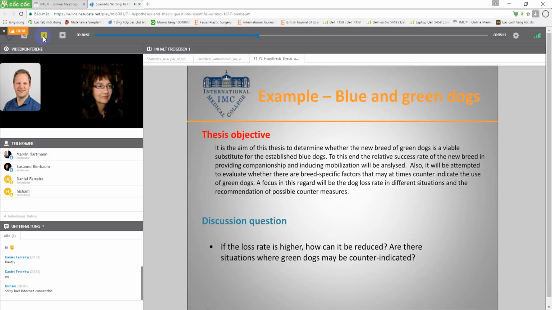Discussion questions: anything you would like to discuss based on this data later. Maybe if it's higher, can it be reduced? How can it be reduced? Counterindications, things that are of interest. Again, what's really important is the data question part.